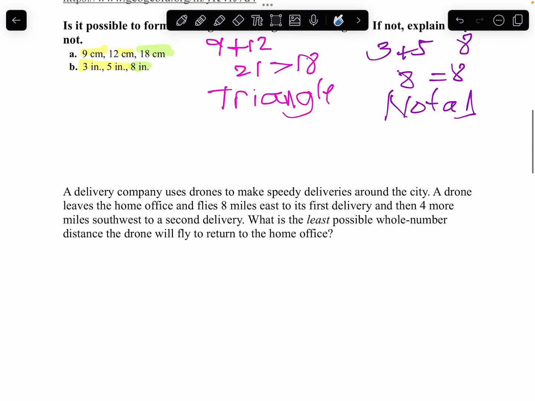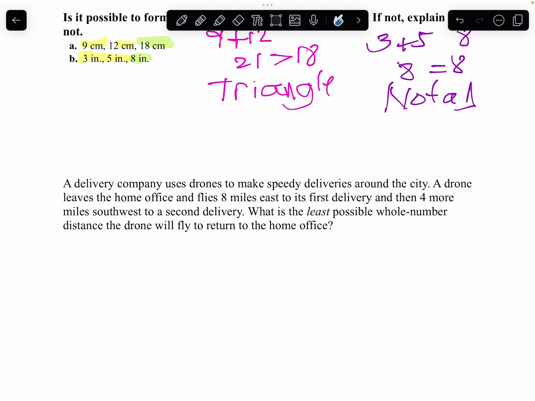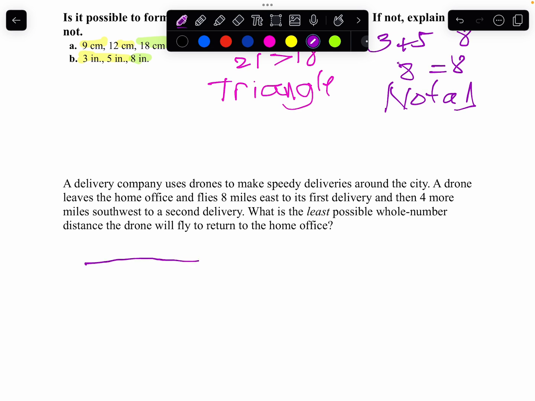Now let's look at a design problem here. I've got this delivery company. They use drones to make deliveries around the city. A drone leaves the home office and flies 8 miles east. So I'll make a segment here. East, we're going to the right, and that's going to be 8 miles. And then I'm going to go 4 miles south and west. So over here, that's going to be 4. What could possibly be the length of the third side?